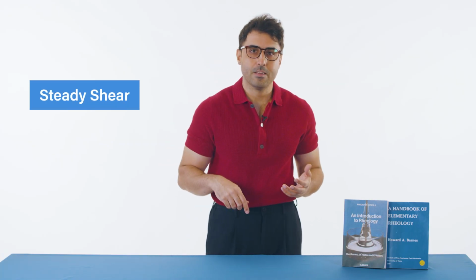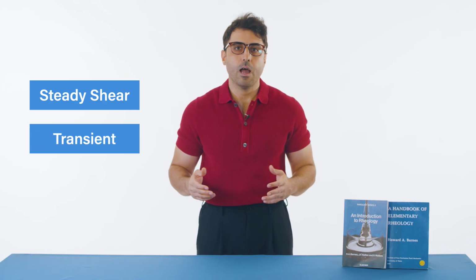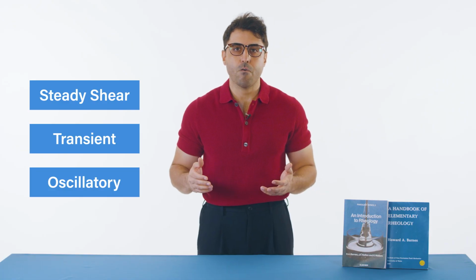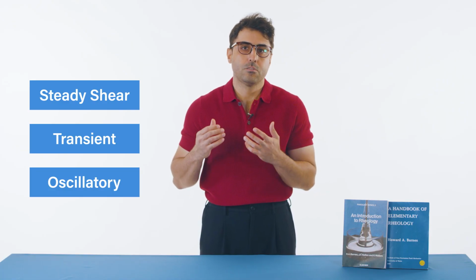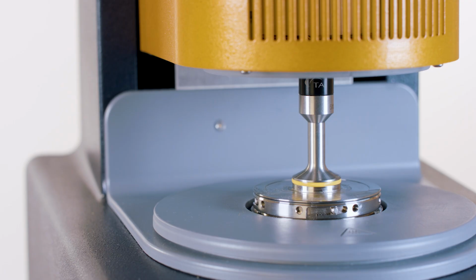But what kind of deformation can we apply? Rheometers can perform 3 types of deformation: rotational, steady shear like a stirring, transient, applying a constant stress or strain over time, and oscillatory, back and forth motion to probe both solid-like and liquid-like behavior. And here's the key point. To measure viscoelasticity, we mostly use transient and oscillatory tests, something viscometers simply can't do.